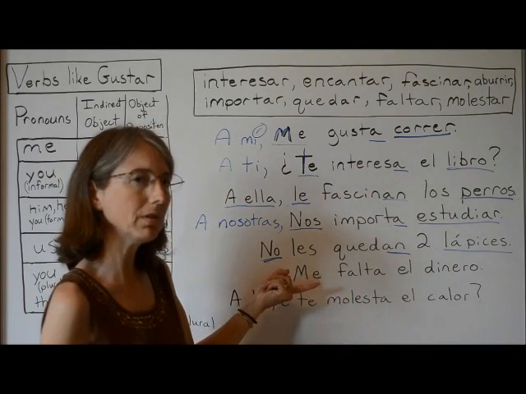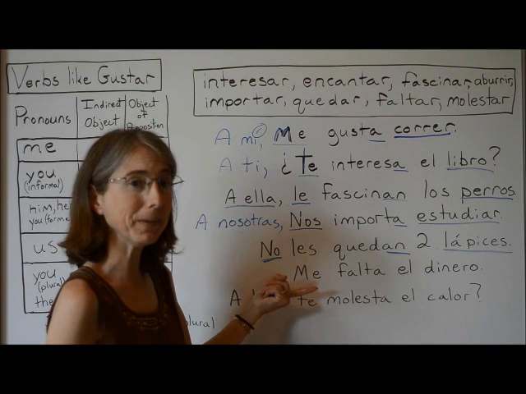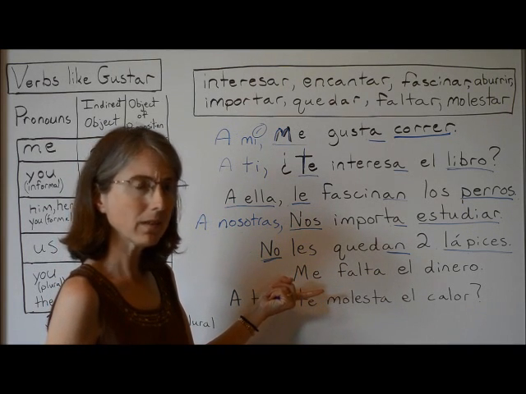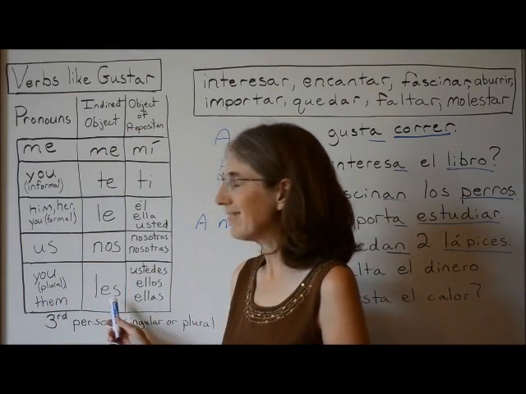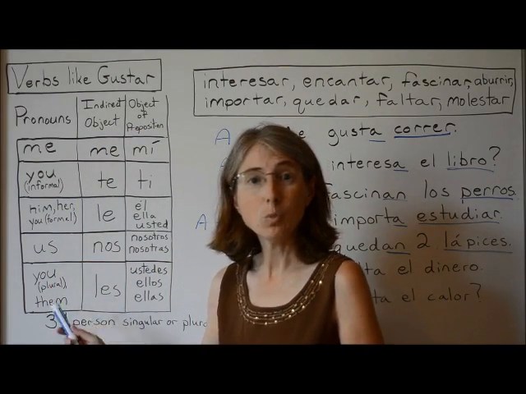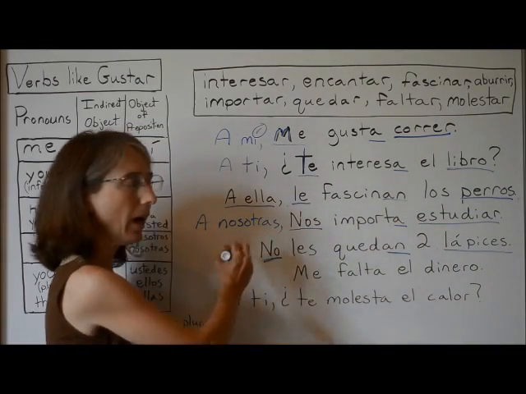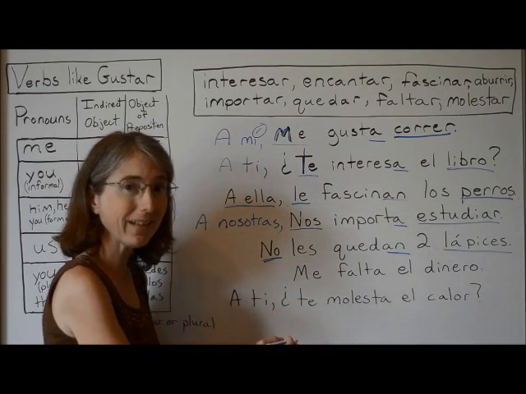And we don't know who this is happening to. It could be them, it could be ustedes. So we can choose who we want this to be happening to. Since we have les, let's just say it's you plural. We could say, a ustedes no les quedan dos lápices.